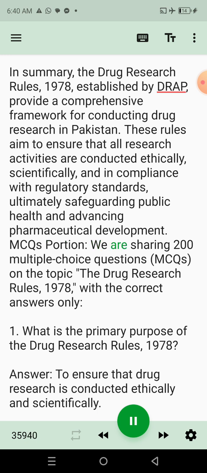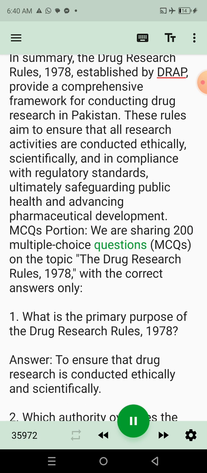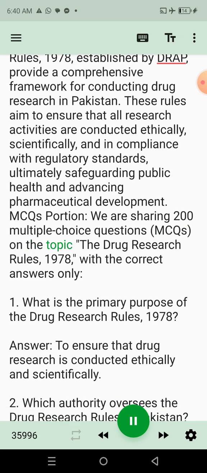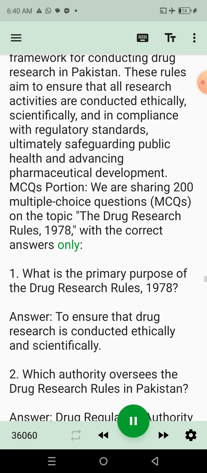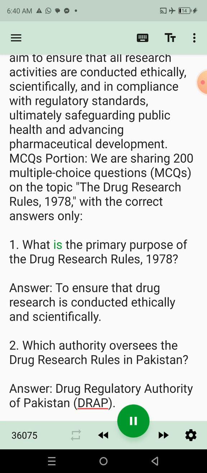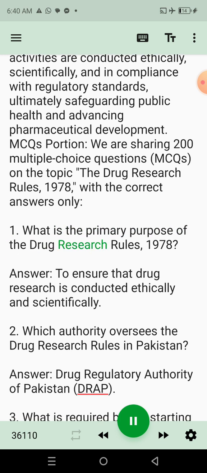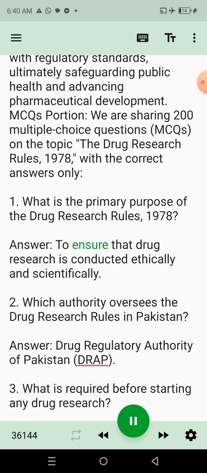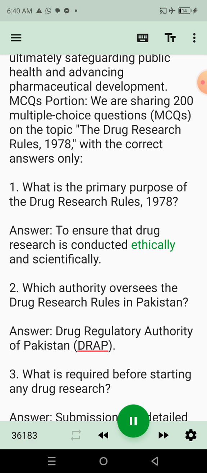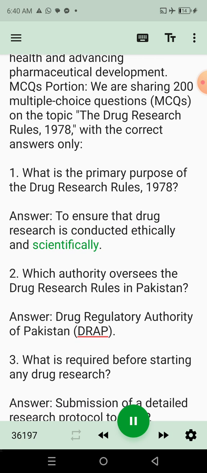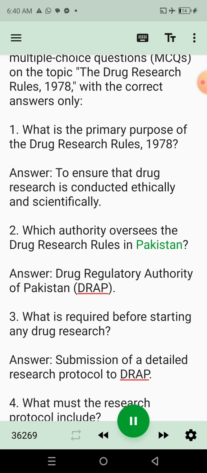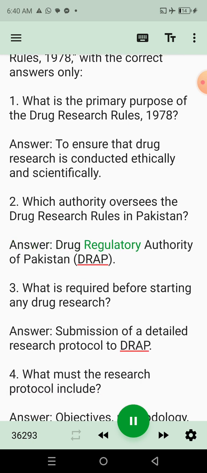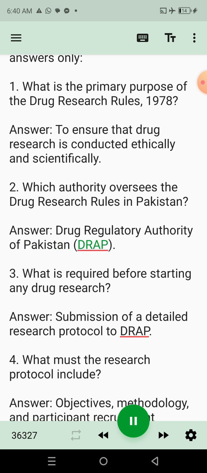MCQs portion. We are sharing 200 multiple choice questions (MCQs) on the topic, the Drug Research Rules, 1978, with the correct answers only. 1. What is the primary purpose of the Drug Research Rules, 1978? Answer. To ensure that drug research is conducted ethically and scientifically. 2. Which authority oversees the drug research rules in Pakistan? Answer. Drug Regulatory Authority of Pakistan (DRAP).